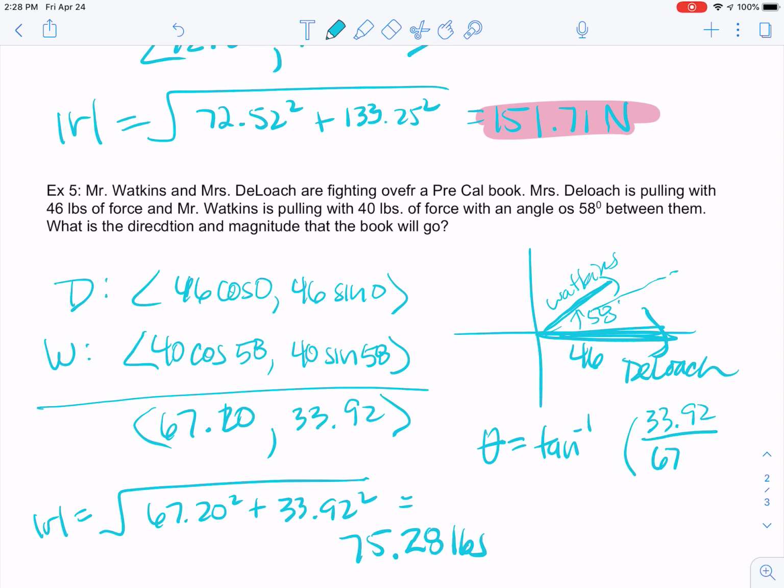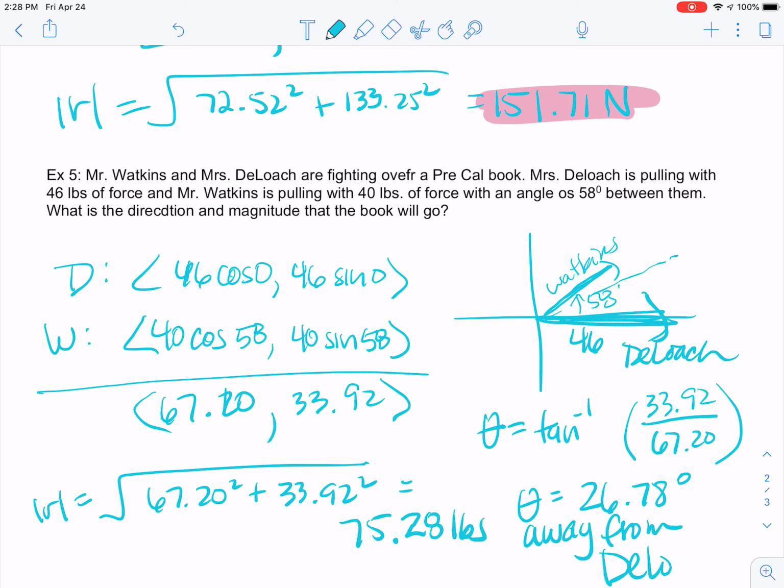And then theta is going to be tan inverse of 33.92 divided by 67.20. Always do y over x. And we get theta is 26.78 degrees. And I'm going to put away from Deloach. So we know that that's the angle going, so that's this angle right here that's coming away from me towards Watkins, because it's not equal on both sides. So I'm just going to clarify that that's away from Deloach, and there's the force.